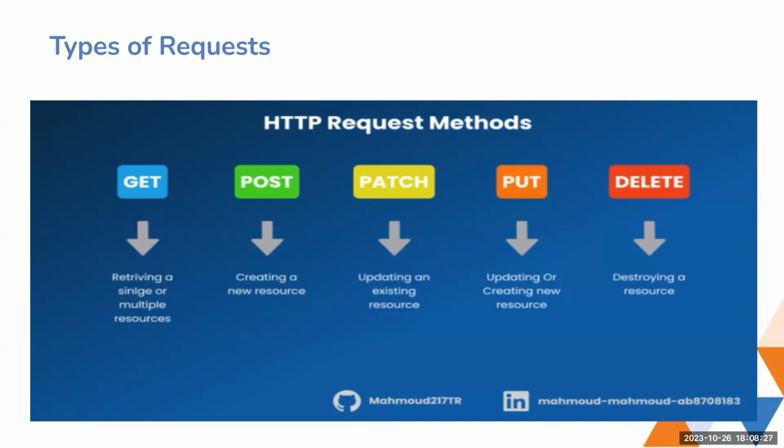Next is patch. If the user wants to update only the description of an existing task, it doesn't create a new task in itself, but only to update an existing thing, we use patch. And then put is, suppose the user wants to edit an existing task, then we use put, and delete is to delete a task. So these are the requests which we mostly use.